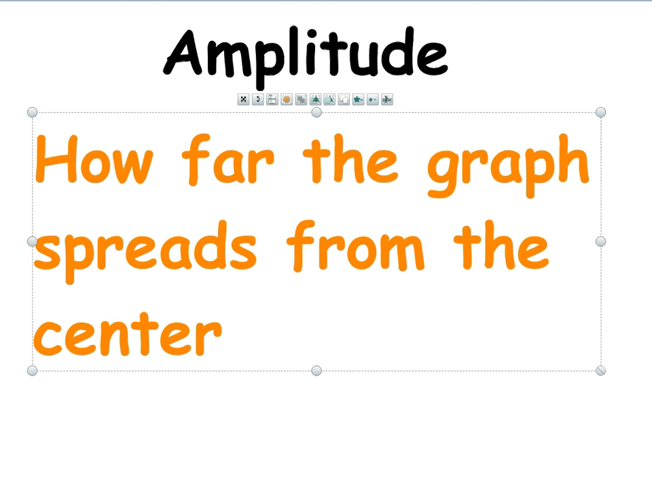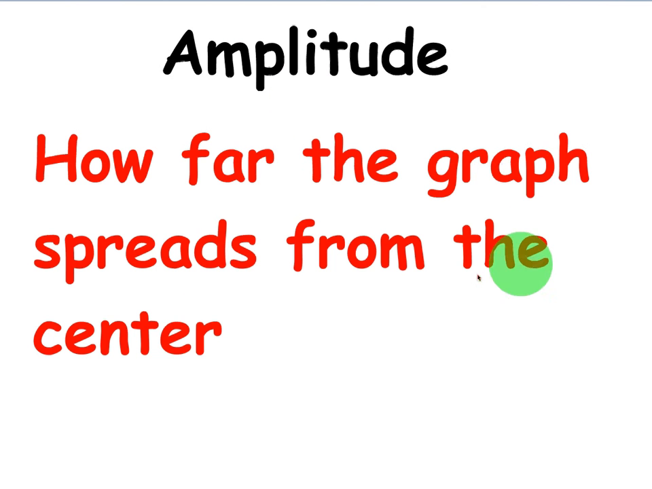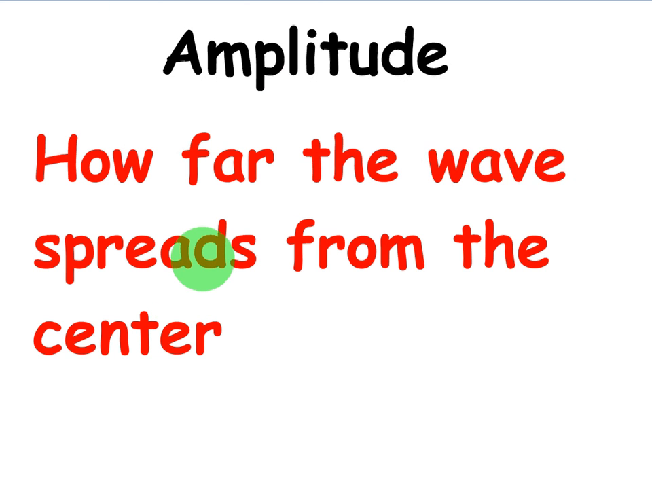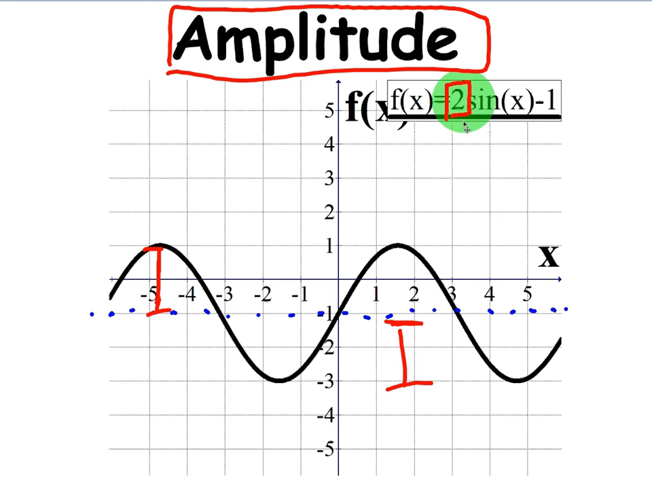Let's make this red since we had the amplitude red. The amplitude is how far the graph spreads from the center. Okay, and even more specifically, how far the wave spreads from the center. So let me change that. And that's because really when we're talking about amplitude, we're talking about trig functions. Okay, another definition is the amplitude will always be half of the range. So for example, let's go back to this graph.